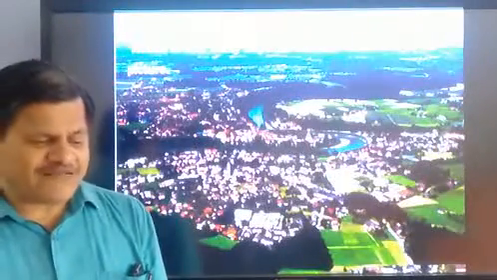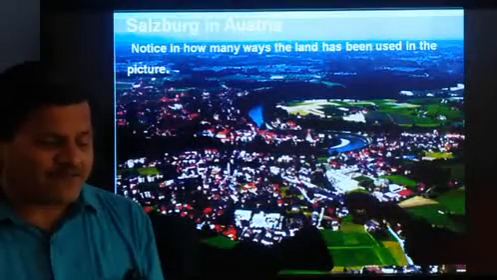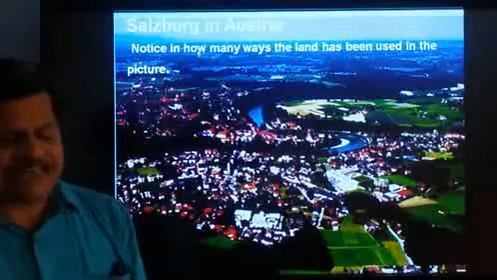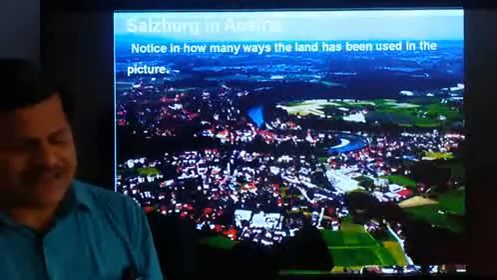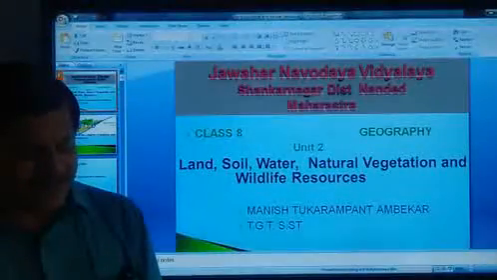There is one picture, Salzburg of Austria. Notice in how many ways the land has been used in the picture. There are so many uses of land that we can compare.